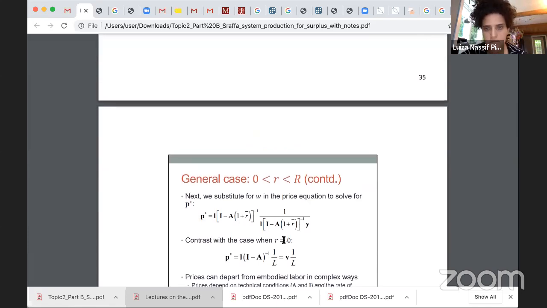So this second part here is exactly the W star. We're going to do this times that W. This first part here, I think what I did before is correct. This first part is now the labor embodied in an economy that has a 10% rate of profit. And then you do that times the wage of your economy, and then you get prices.